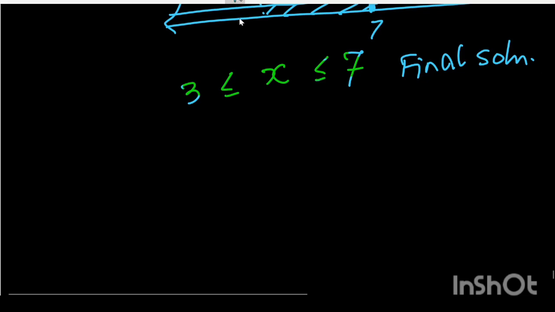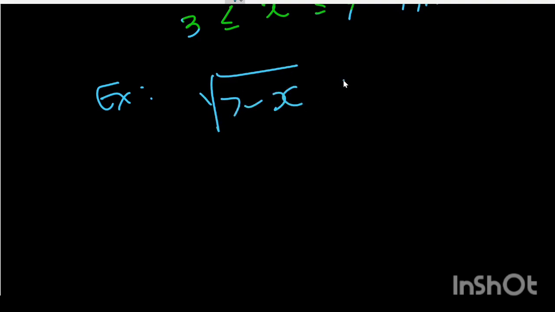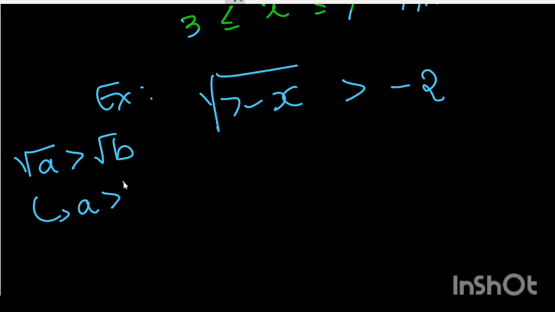So guys, what if I ask you root 7 minus x, now if it is greater than minus 2, can we apply this root a greater than root b, a greater than b? Here both were positive, so we could square, we did the squaring and we used a greater than b. But now as you can see here, the left hand side is positive and the right hand side is negative, guys.